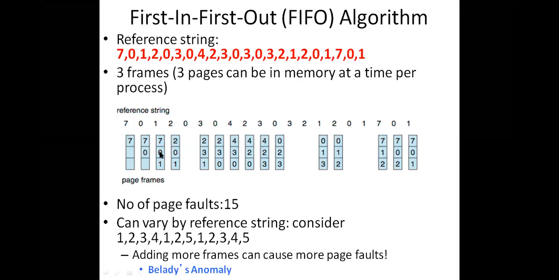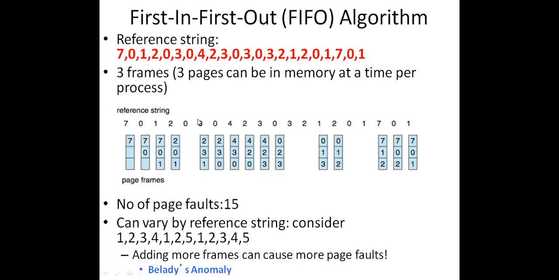7, 0, 1 are already there in the main memory. So what do you need to do? Which one came into the main memory first? 7 came into the main memory first. So first in, first out: the page which came into the main memory first will be brought out from the main memory first. So obviously we take out the 7 from the main memory and bring in page 2. And what do you require next? 0. 0 is already there in the main memory, so there is no page fault.